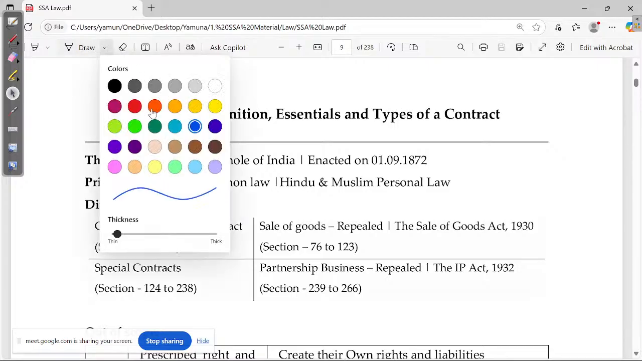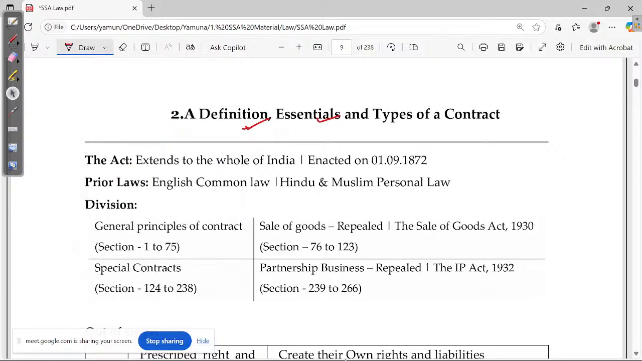Definition, essentials and types of a contract.